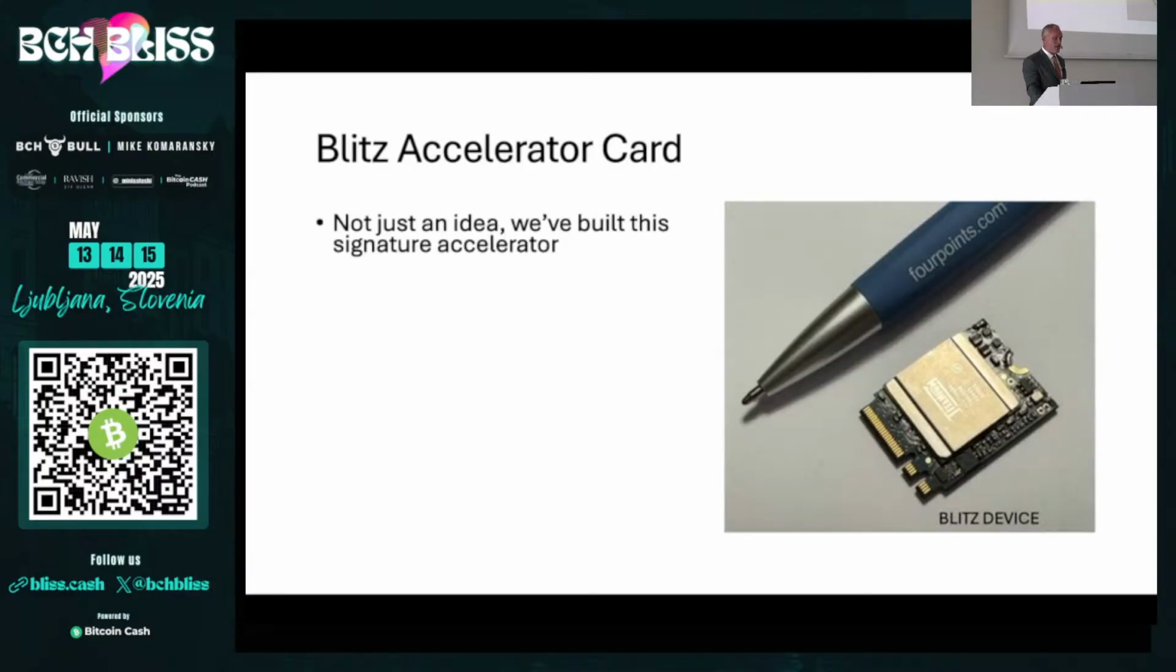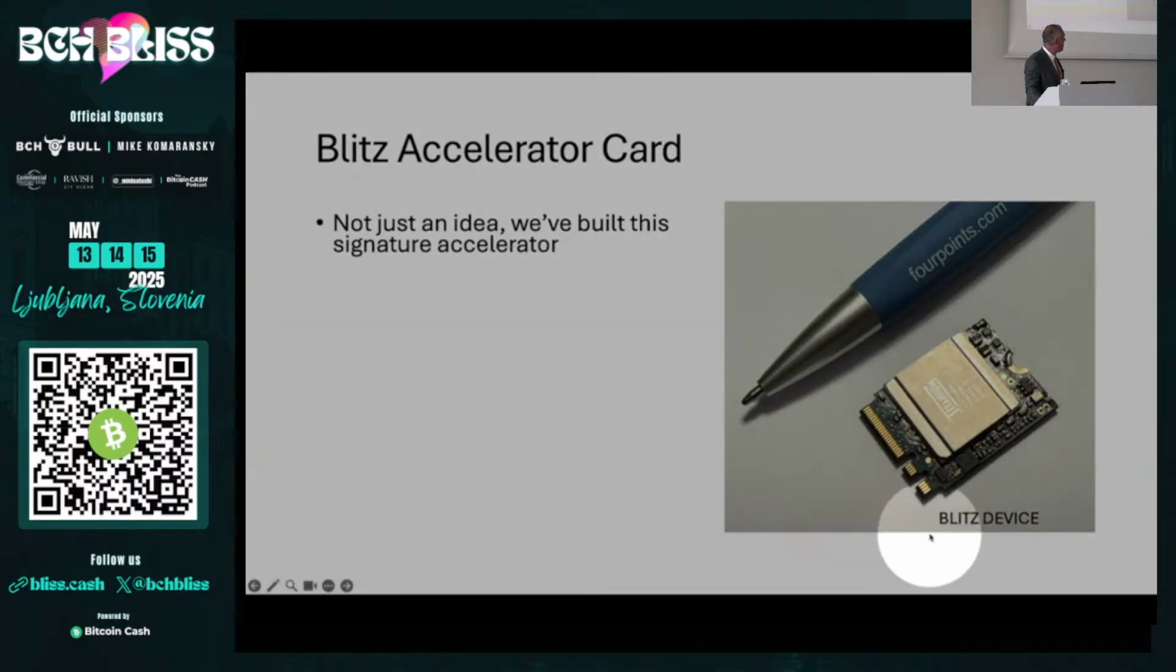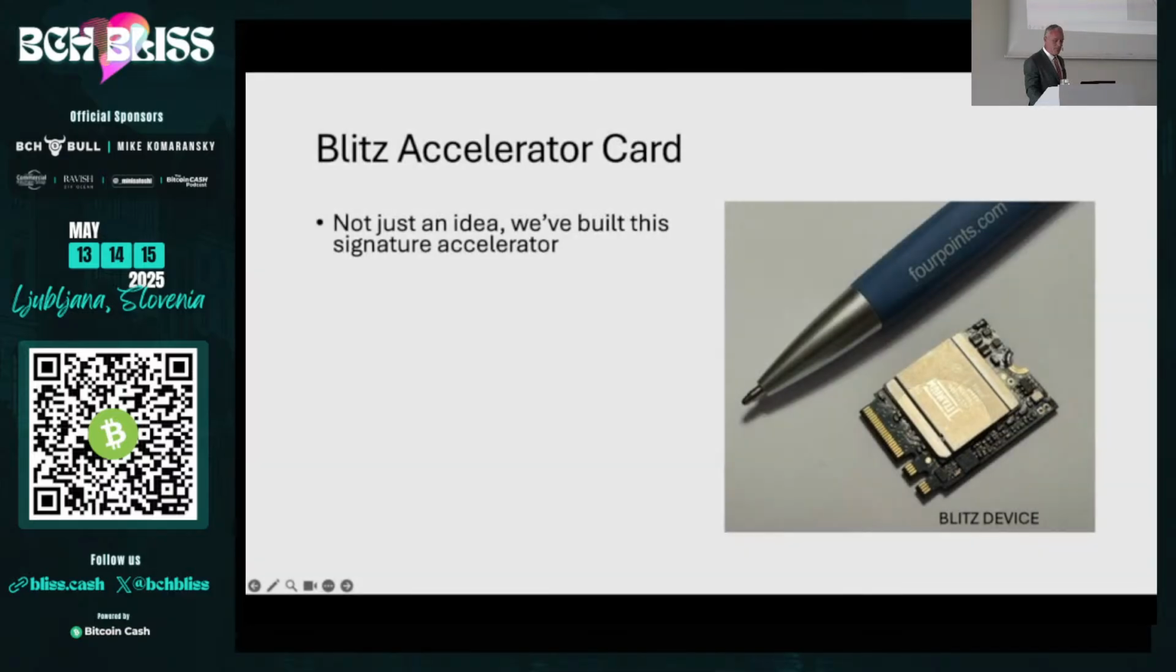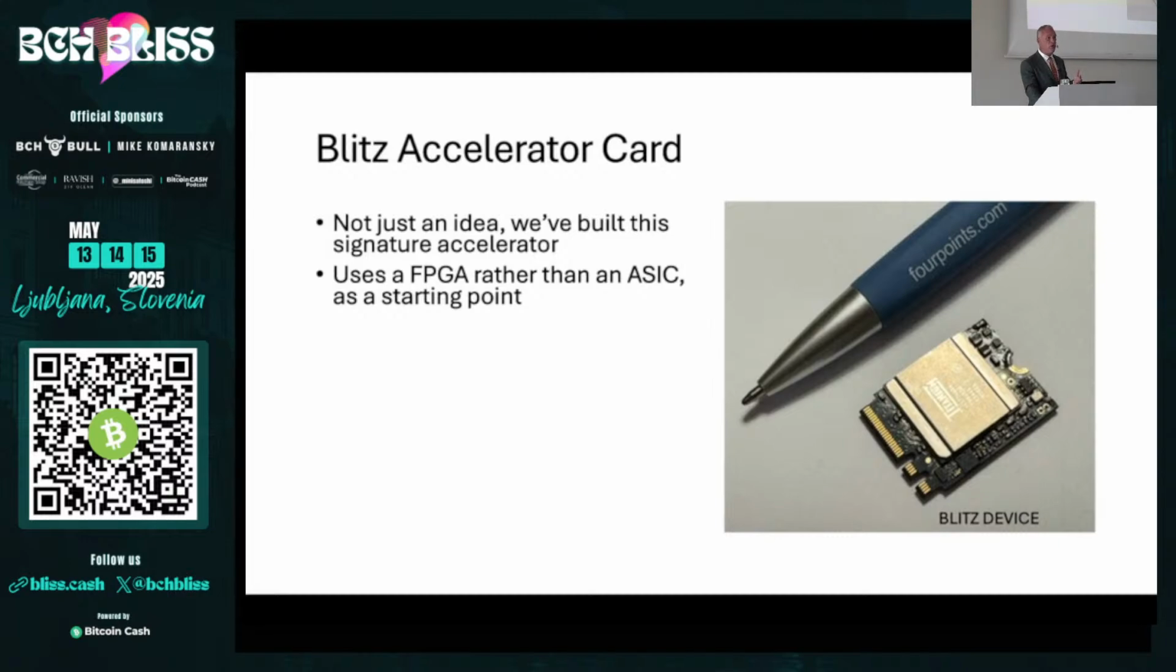This is not just an idea. We've actually built a signature accelerator. We call it Blitz, and I have a picture of it right here. It uses an FPGA rather than an ASIC as a starting point, and that's pretty normal. Normally you use an FPGA to prove your design before you go on to fab an ASIC. An FPGA is like a reconfigurable ASIC. It stands for Field Programmable Gate Array.